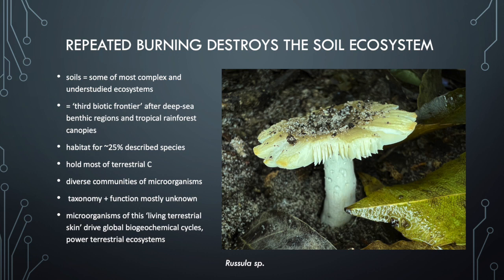And as we already know, soils hold most of terrestrial carbon. They contain diverse communities of microorganisms, but their taxonomy, or the naming and understanding of where they fit in, and their function are mostly unknown. However, the microorganisms of this living terrestrial skin drive global biogeochemical cycles and power terrestrial ecosystems. So it is absolutely essential that we do all that we can to prevent further soil degradation because it is the most biodiverse ecosystem, definitely terrestrial ecosystem, but potentially on the planet.